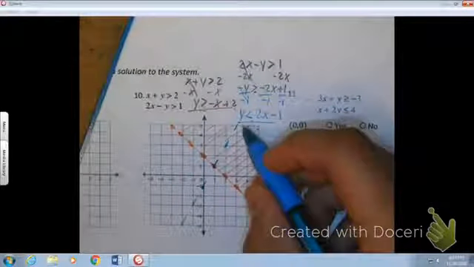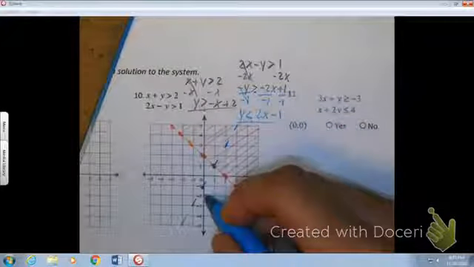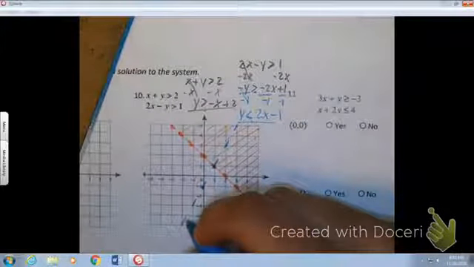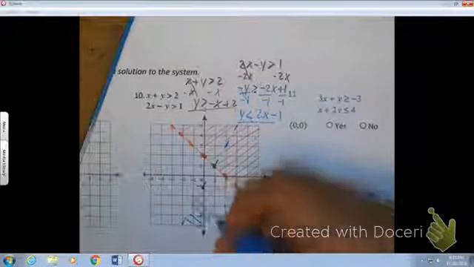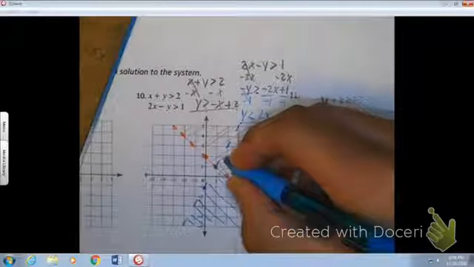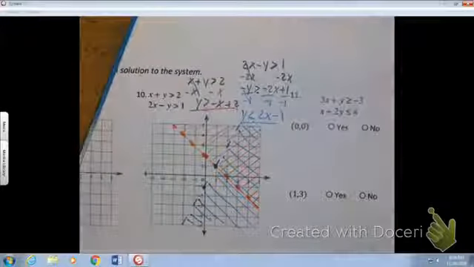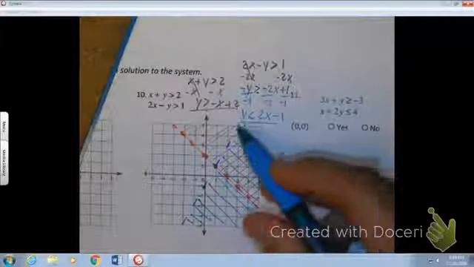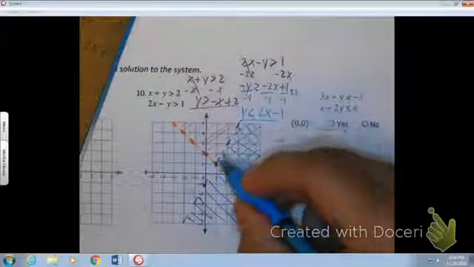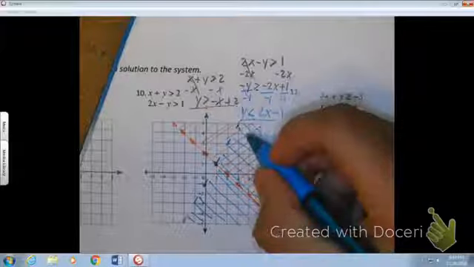Now do I highlight above? So we want y to be less than. So we don't highlight above, we highlight below, because that's where the y is less than. And we have answers right here, inside this perimeter. Nothing in the line counts because that is not equal to, okay? So we want everything inside those lines.